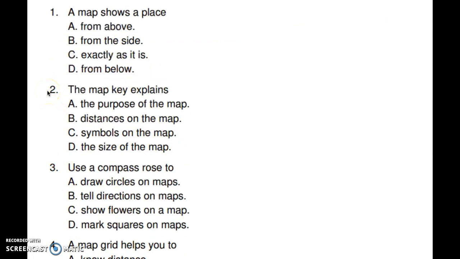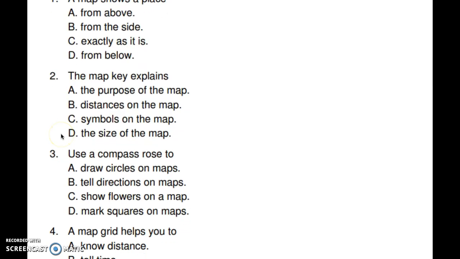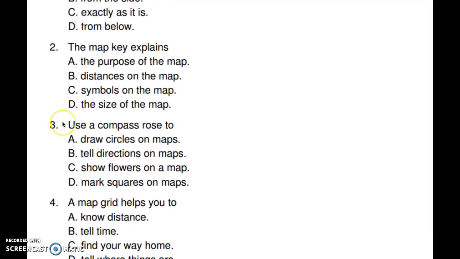Number 2, the map key explains A, the purpose of the map, B, distances on the map, C, symbols on the map, D, the size of the map. Number 3, use a compass rose to A, draw circles on maps, B, tell directions on maps, C, show flowers on a map, D, mark squares on maps.